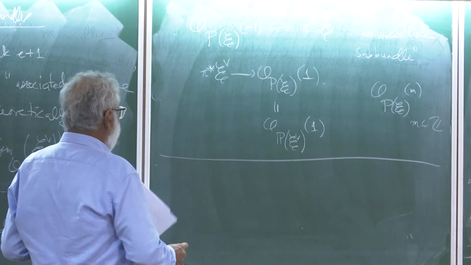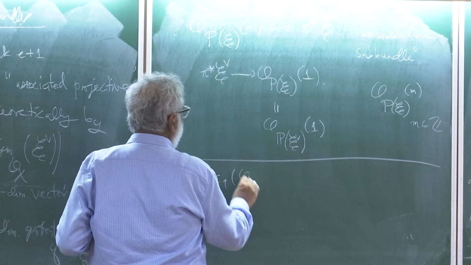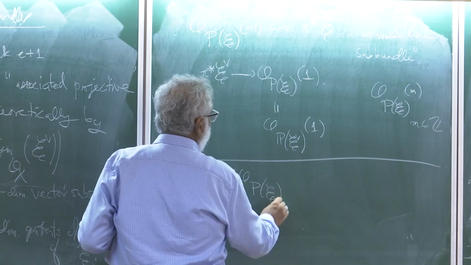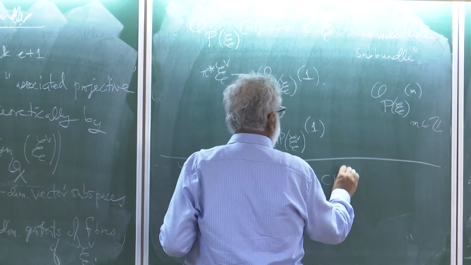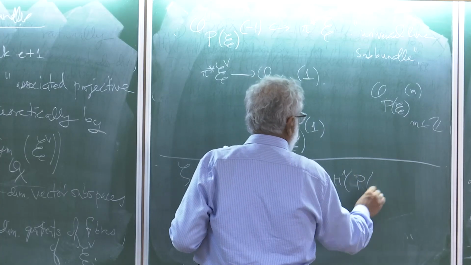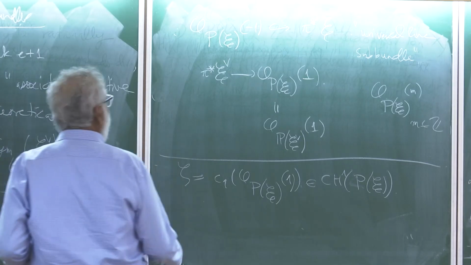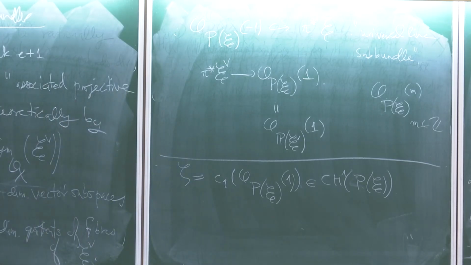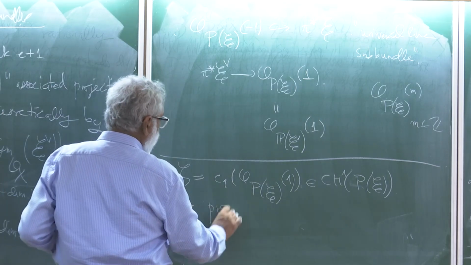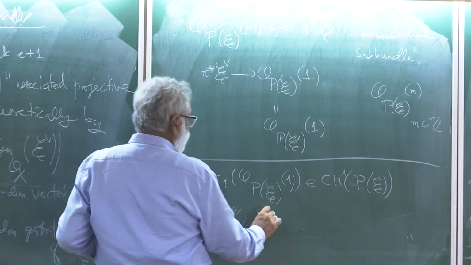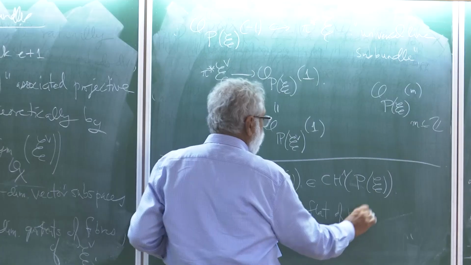What do I want to do with this? In particular, I can now speak of zeta, which is c_1 of O_{P(E)}(1). This lives in Chow upper 1. And of course, we've got this morphism pi. Pi is proper, and also flat of relative dimension e.